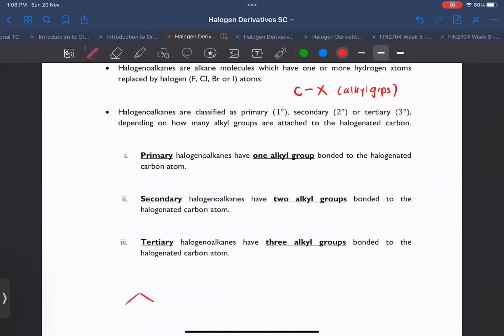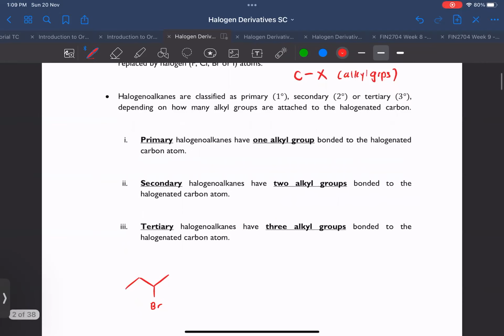For example, we have this very common halogenoalkane. Is this considered primary, secondary, or tertiary? Just a warm-up little exercise here. Just take a look at this. Very simple secondary halogenoalkane. You must be able to identify this as we go along. Tertiary ones will look a bit more congested.